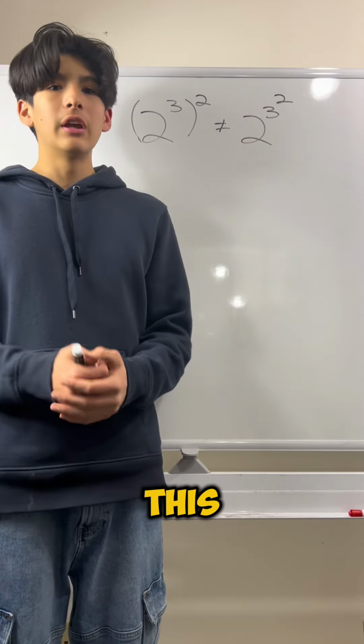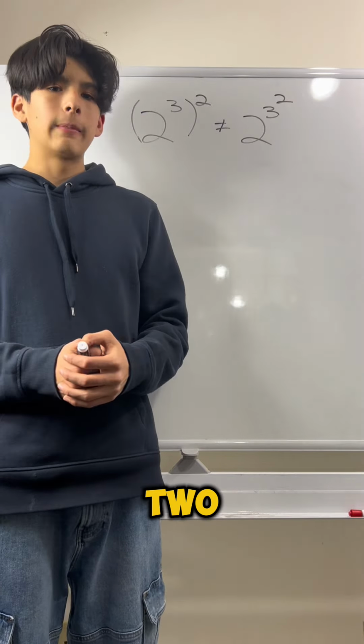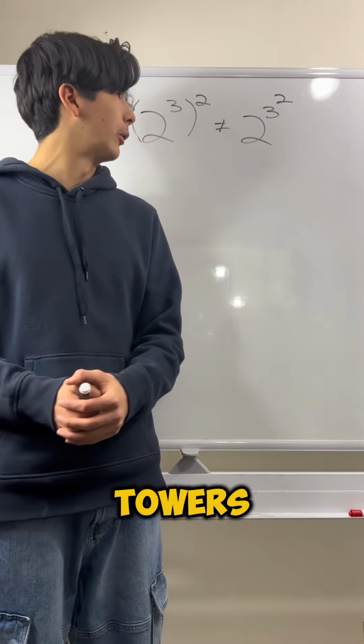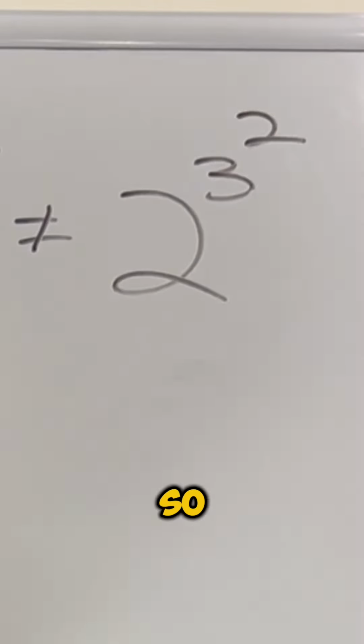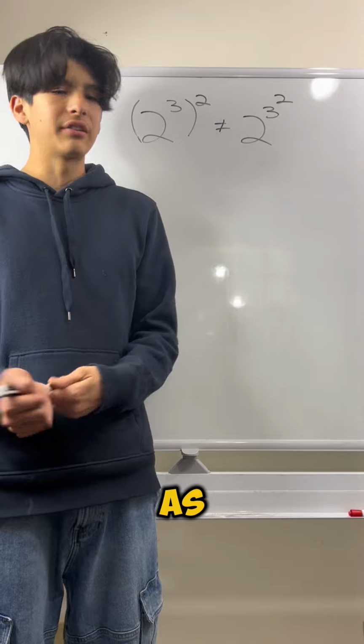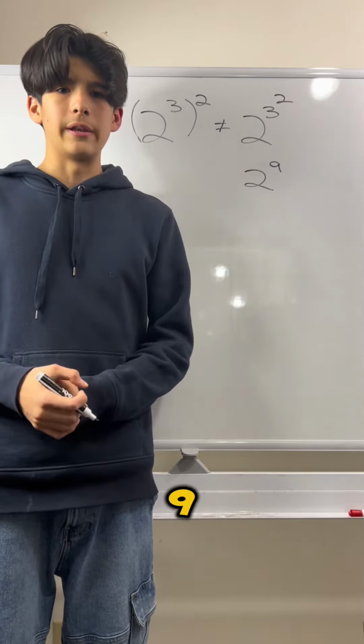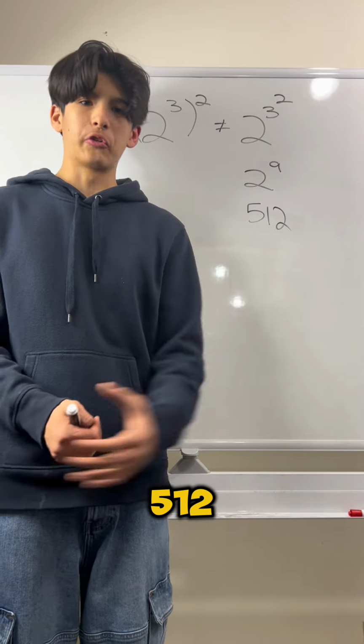So for this, you would evaluate 3 squared first, as it's the top 2. And when you're evaluating power towers, you go from the top down. So what would 3 squared be? Well, it's 9. So we could rewrite this as 2 to the power of 9, which is about 512.